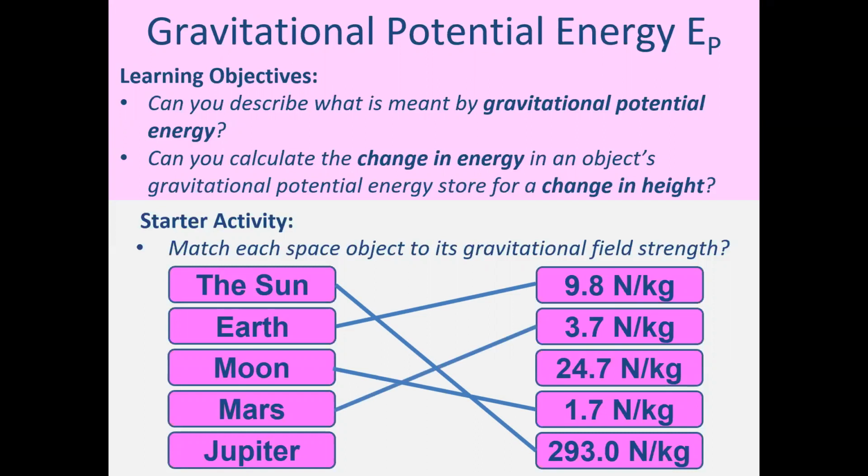Mars has a gravitational field strength of 3.7 newtons per kilogram, and Jupiter, which is the largest planet in our solar system, has the greatest gravitational field strength out of the three planets given there, Earth, Mars, and obviously Jupiter, of 24.7 newtons per kilogram.